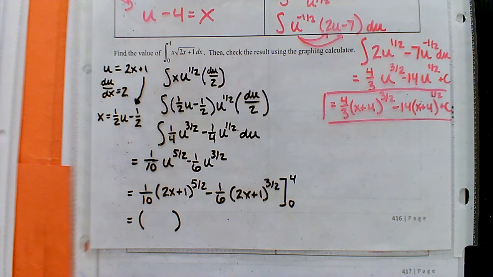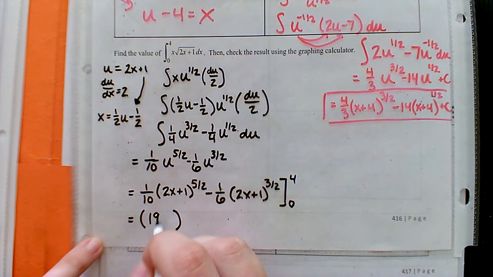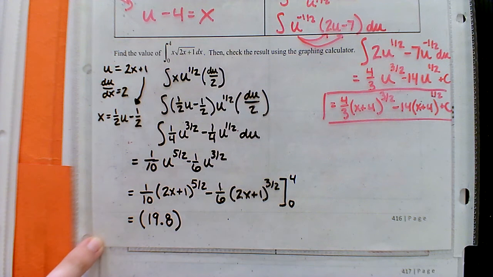Let's see, after you plug in 4 for all the x's, I got 19.8. Does that sound about right? Okay. Now we have to subtract what we get when we plug in 0.